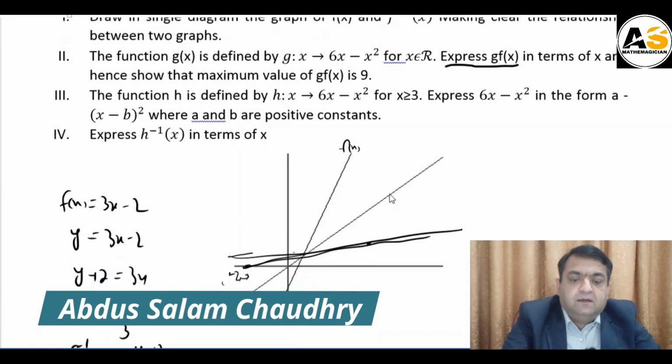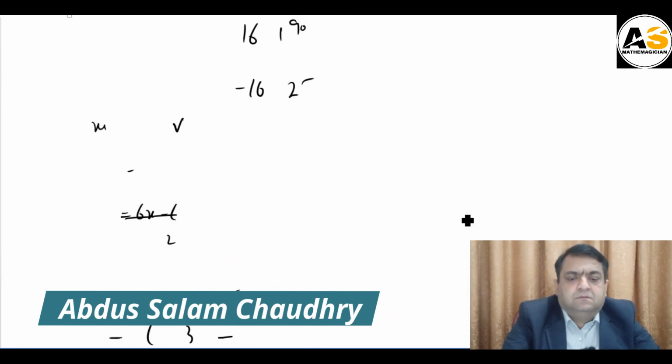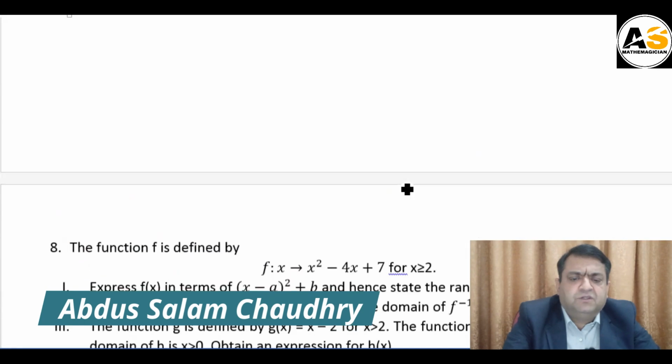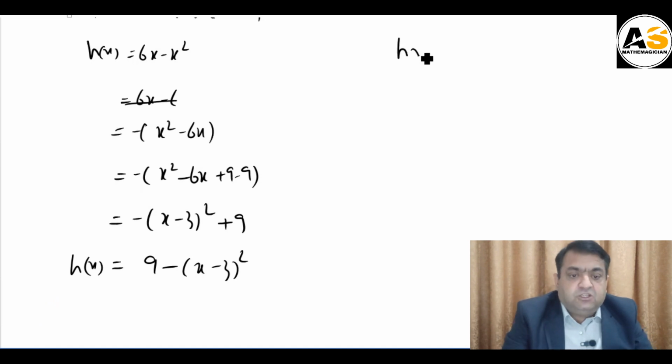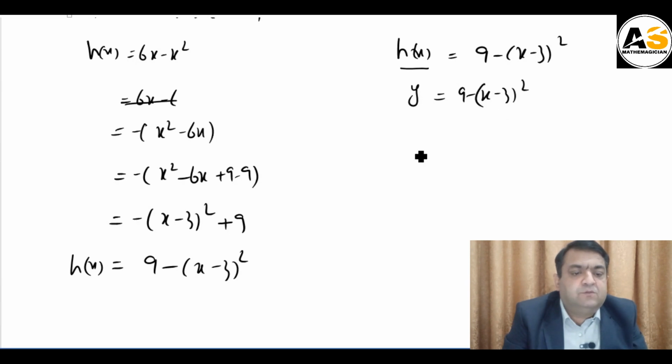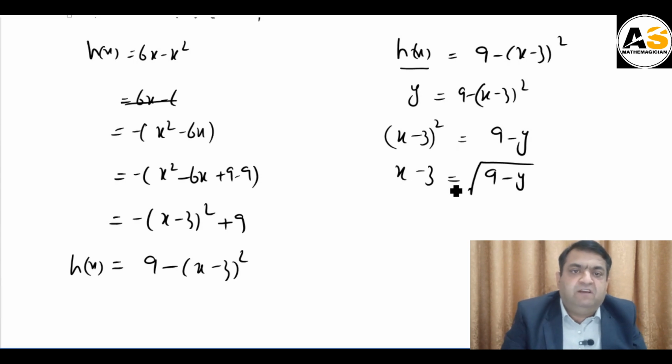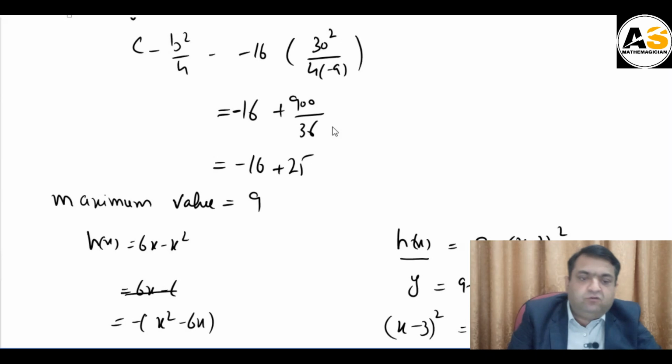What will be the next part? We have to find its inverse. It's very simple. We have been finding the inverse of a function in many questions. In this question, h of x in standard form is equal to 9 minus x minus 3 whole square. I will write it as y. y is equal to 9 minus x minus 3 whole square. Then I will write x minus 3 whole square is equal to 9 minus y. x minus 3 is equal to square root of 9 minus y. Will I use plus minus, or will I take the plus value only? This we have to decide.